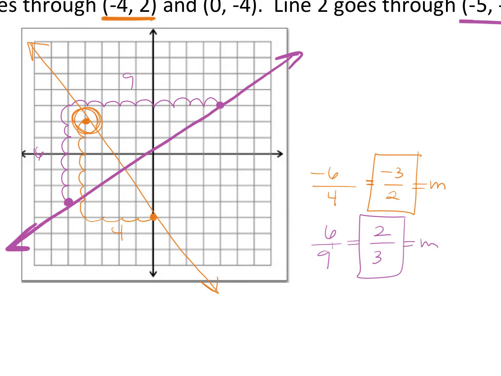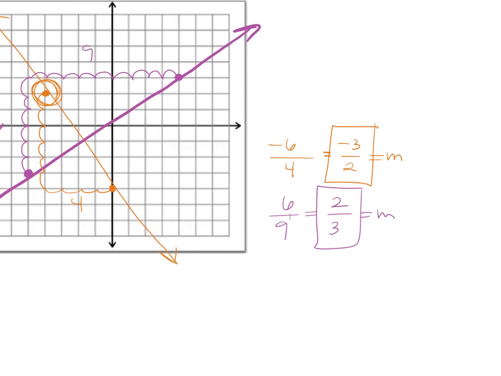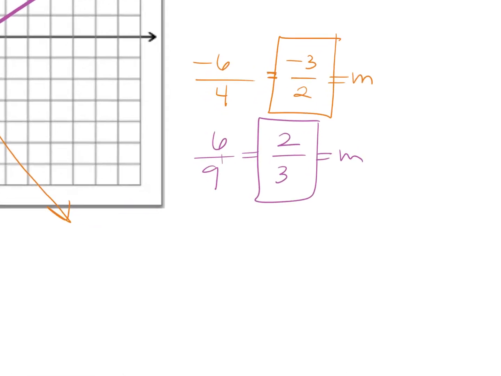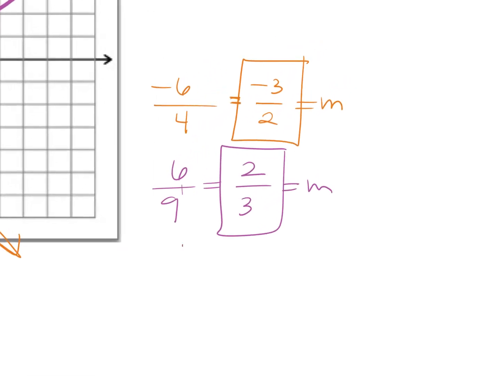The question is, are those two lines perpendicular? Yes. Why? Because if you were to do the opposite reciprocal thing, 2 over 3 would turn into -3/2. Yep, so we would say yes. These are opposite reciprocals.